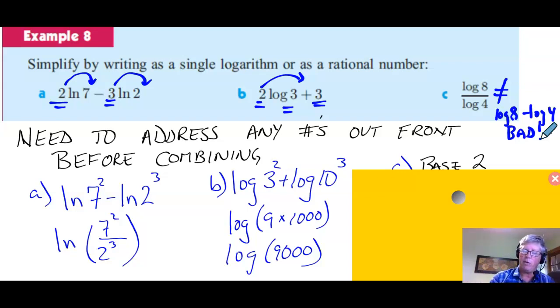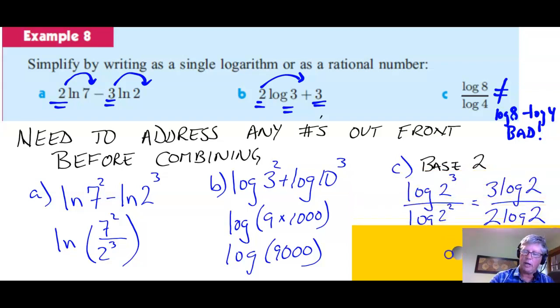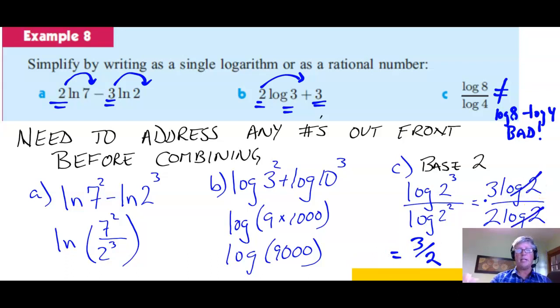I see an 8 and a 4. I've been working with these. Base 2, I think. I like base 2. Check that out. Log 2 cubed, 2 squared. That number can come out front. And then what's log 2 divided by log 2? That's just 1. So this, ladies and gentlemen, is equal to 3 halves. Because this cancels that. That's pretty cool. There's your rational number.